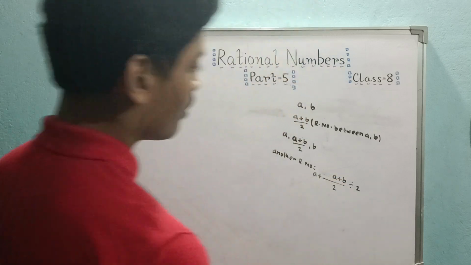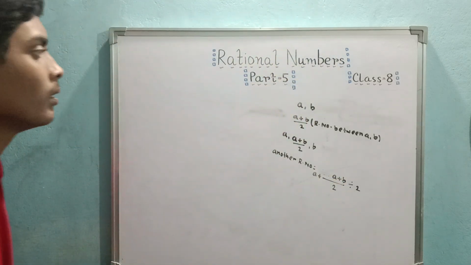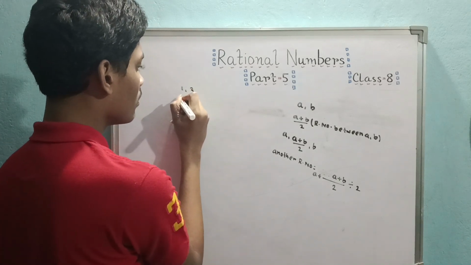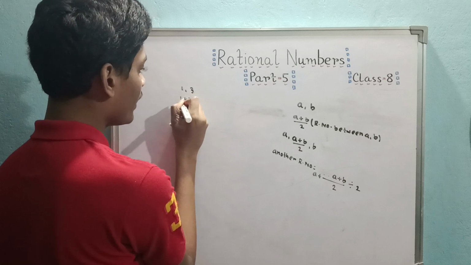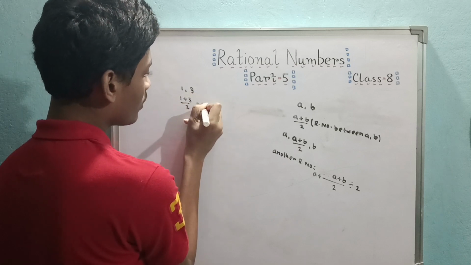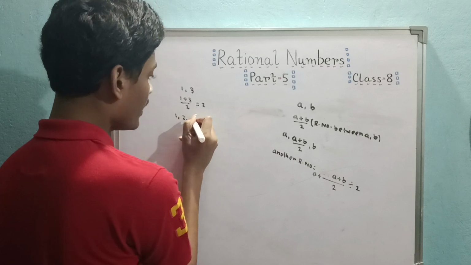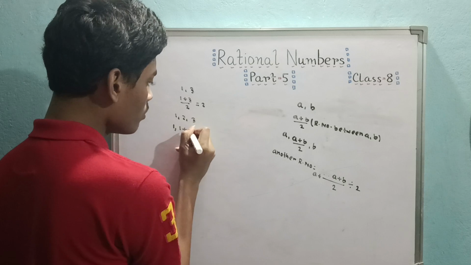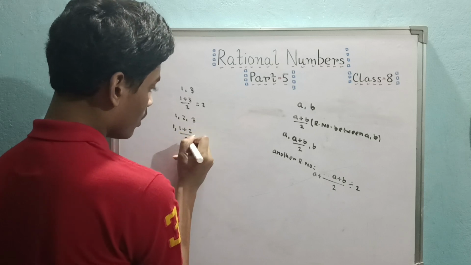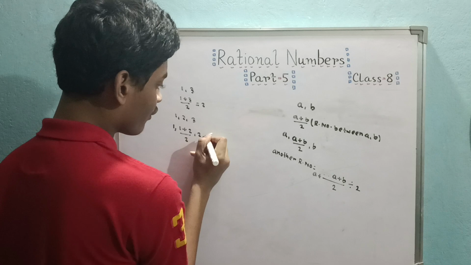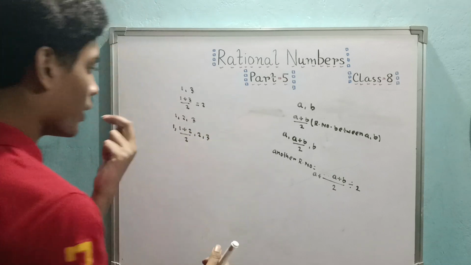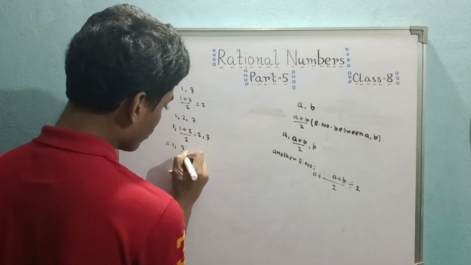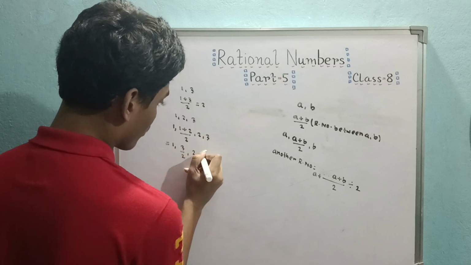See, if you have 1, 3, then you can add another number, 1 plus 3 by 2. It will be equal to 2. Then 1, 2, 3. Again to add another rational number you can do 1, 1 plus 2 by 2, then again 2, again 3. Means you can keep going. Then this will be equal to 1, 3 by 2, 2, 3.